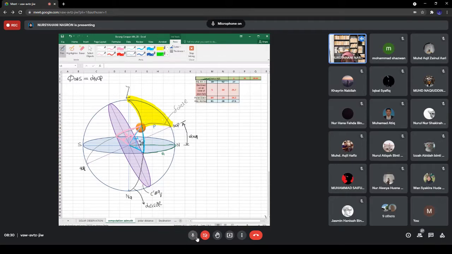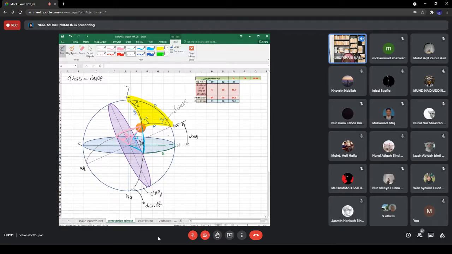Polar distance, zenith to NCP. Co-latitude, zenith to the sun. Zenith distance. The angle at zenith. Zenith angle, NCP, our angle, our angles, and the parallactic angle.